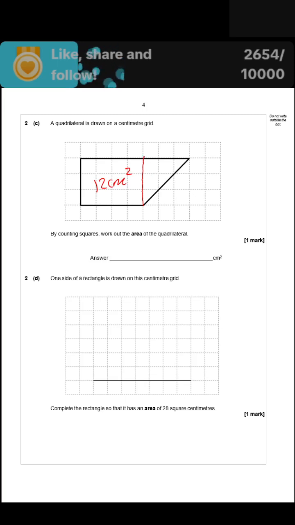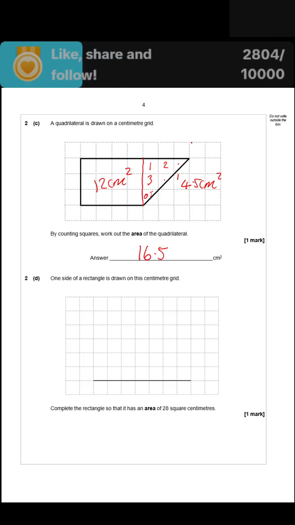And then onto the triangle, we've got 1, 2, 3 full squares. These 2 half squares will make another one, and we have an extra 0.5 of a square left over. So we've got 3 plus 1 gives you 4, and a 0.5 gives you 4.5. Then our final step is just to add those 2 together. So 12 plus 4.5 gives you 16.5.